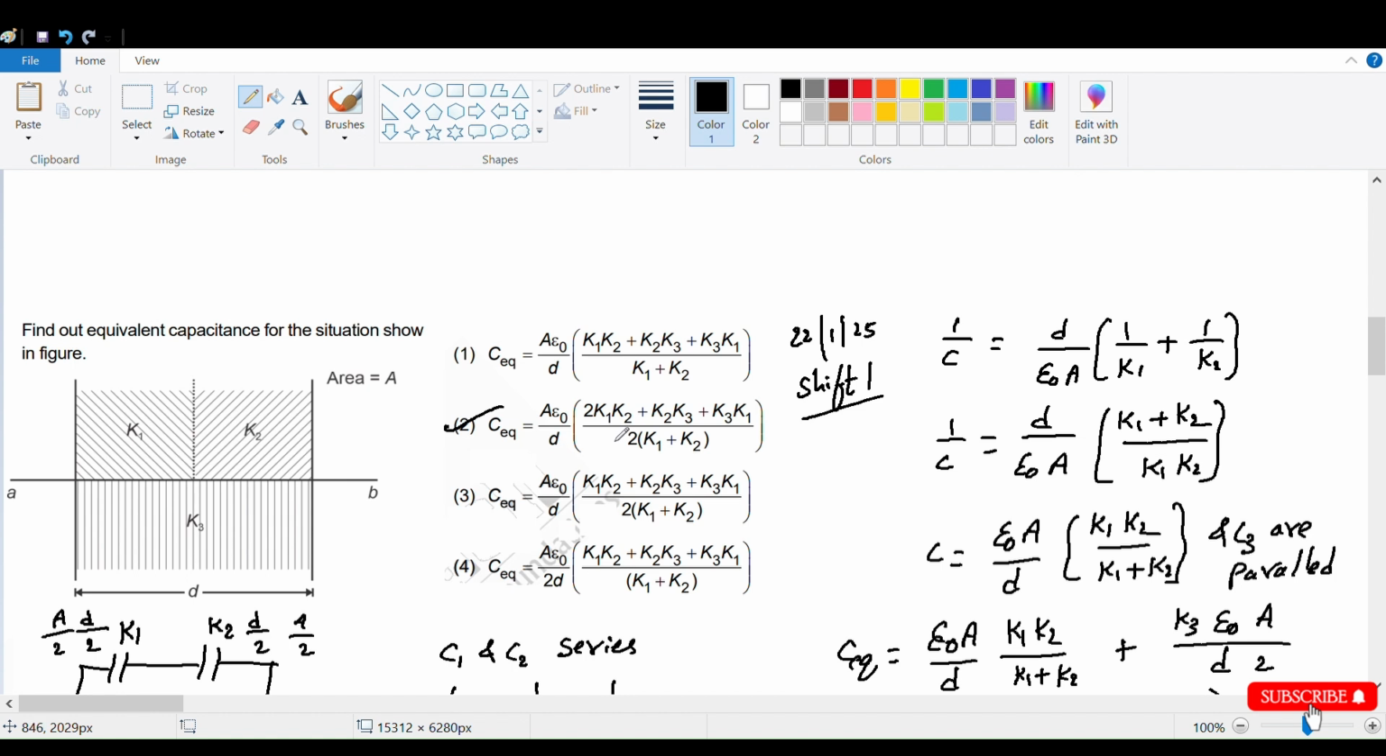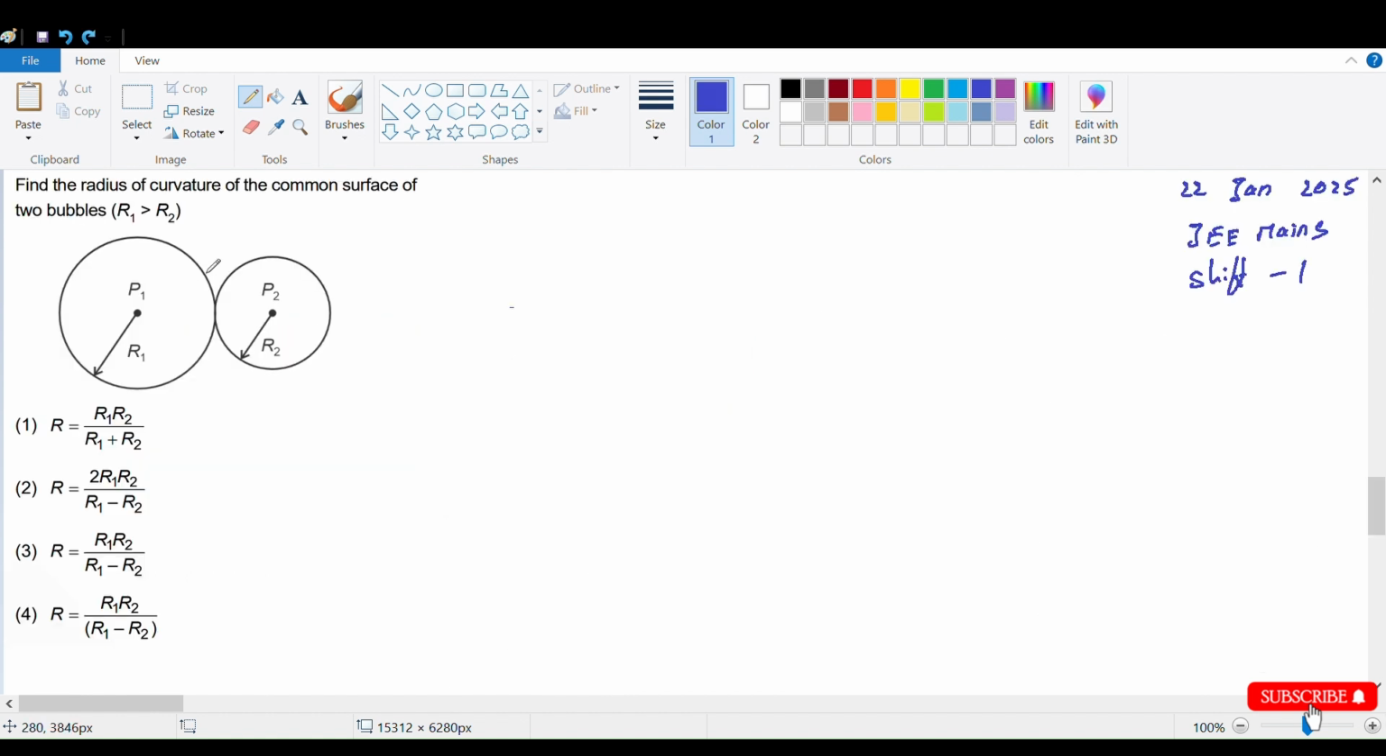2 K1 K2. Next question: the curvature of the common surface of two bubbles of radii R1 and R2. See, R1 radius is bigger, R2 radius is smaller, and these are two soap bubbles. They have pressure differences, and because of that it forms a common surface. So what is the pressure difference of P1 with the atmosphere? See, the concave side will be at higher pressure, right?